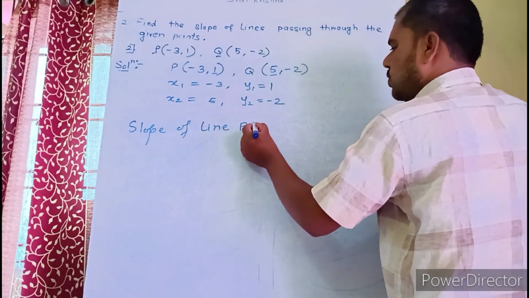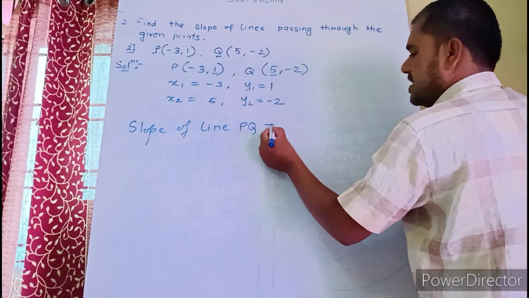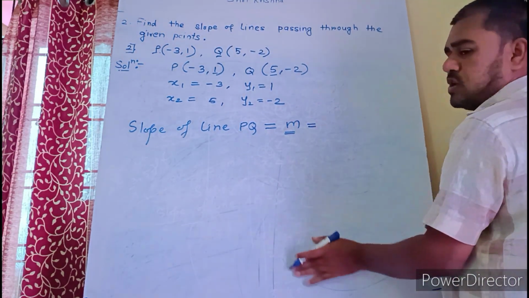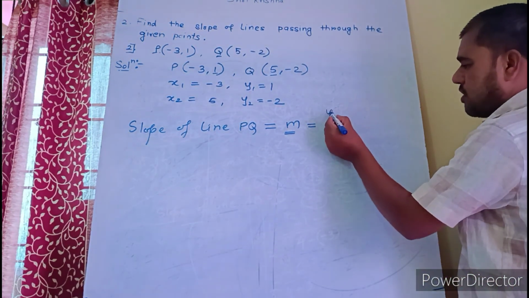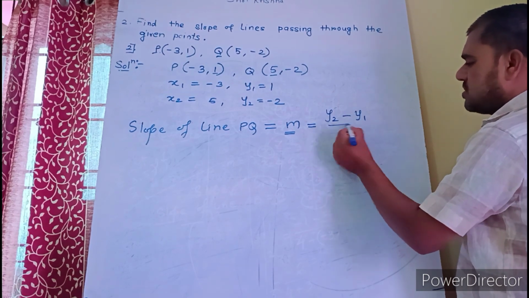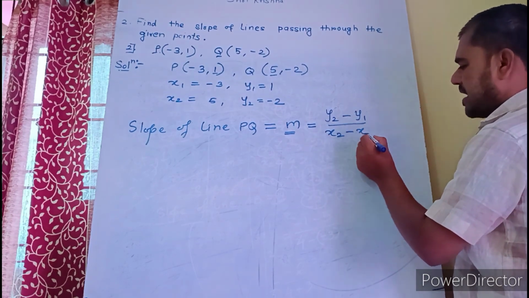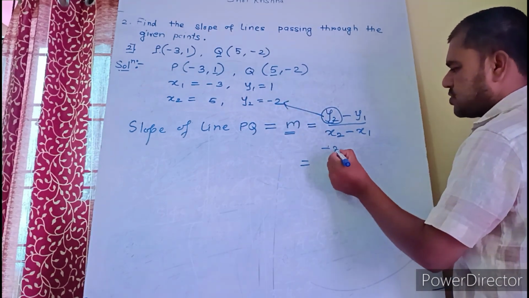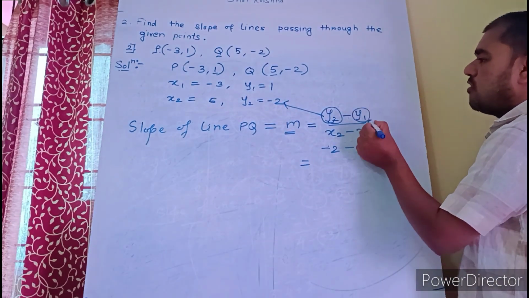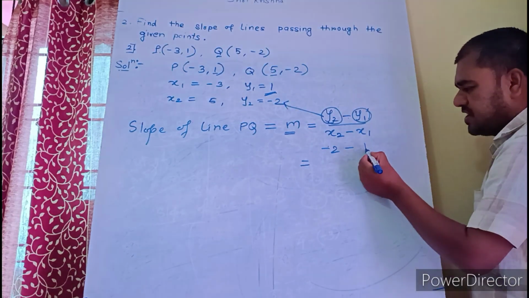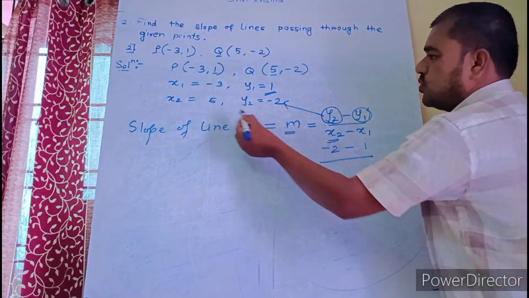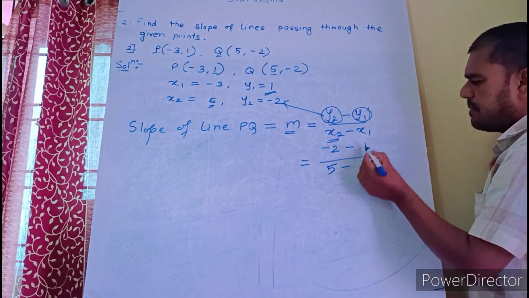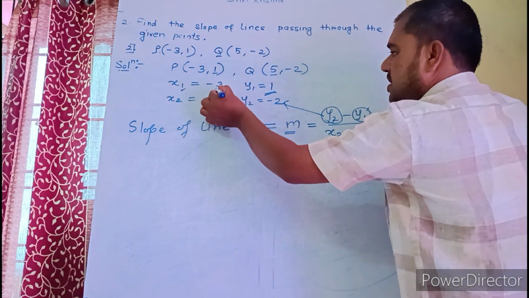Now here the line is PQ, therefore the slope of line PQ, we denote M as the slope of the line, is equal to the formula for the slope of the line, that is (y2 - y1) / (x2 - x1), is equal to the value of y2, here -2, minus the value of y1, this 1, divided by the value of x2.